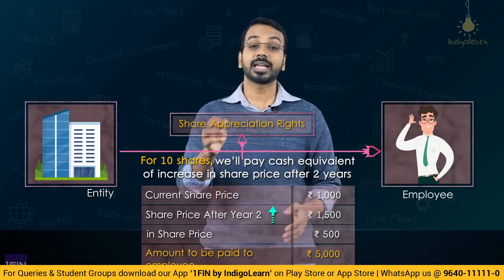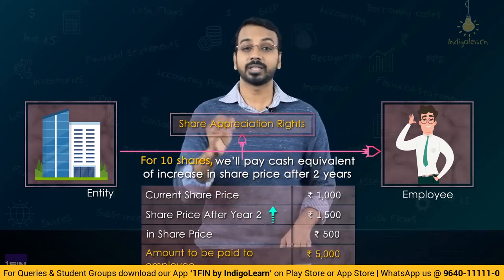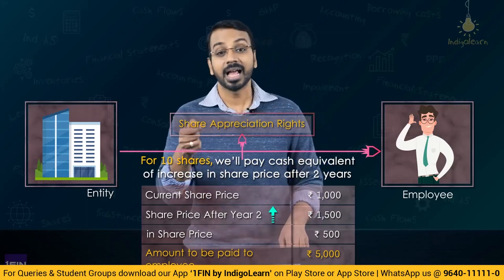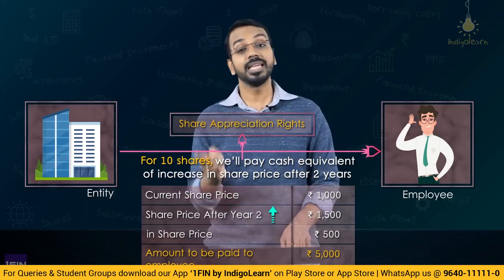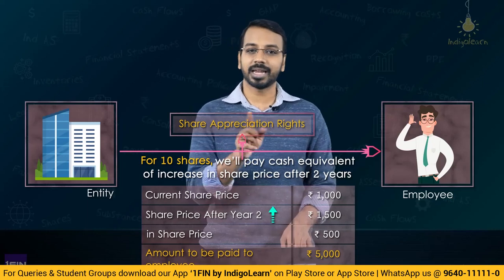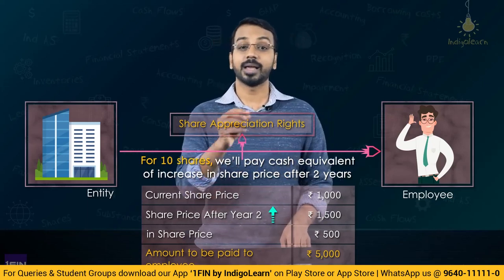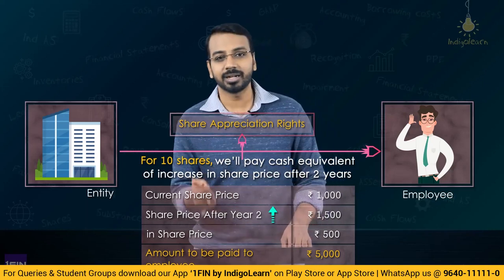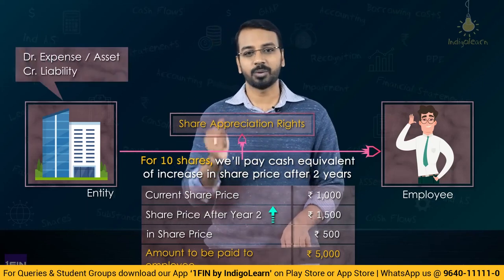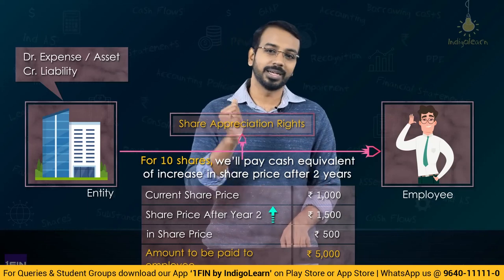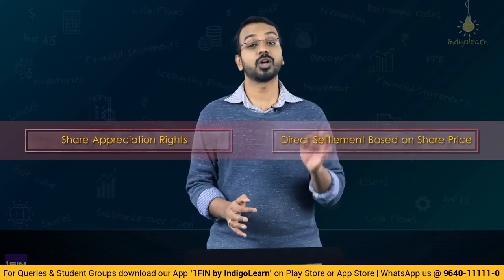Even here there is a cash settled transaction, and for this the entity will recognize an expense and create a liability. In an equity settled transaction, the entity recognizes an expense or an asset and correspondingly recognizes the amount in equity. For a cash settled transaction, the expense or asset account is debited and the liability account is credited. Now, here we have discussed two things. One is a share appreciation right, and the other is a direct settlement based on the share price.